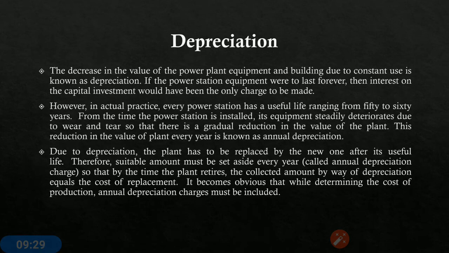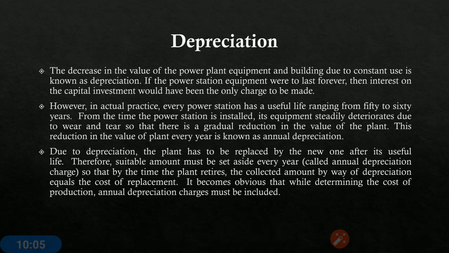Now, the other important term is depreciation. What is depreciation? The decrease in the value of power plant equipment and buildings due to constant use is known as depreciation. Right? If the power plant equipment were to last forever, then the interest on the capital investment would have been the only charge to be made. Whenever you purchase any vehicle, then on the very first day, in general terms, we say that the cost of the vehicle starts reducing. So this is known as depreciation.